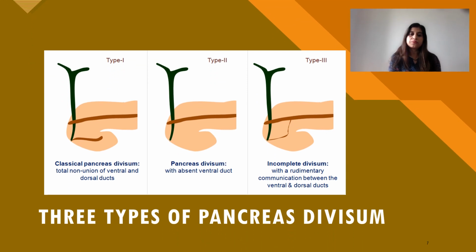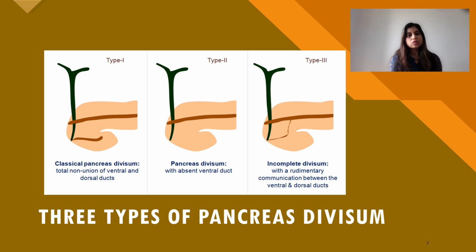It has three types. Type 1 is the classical one and the commonest one. In this, there is a total non-union of the ventral and the dorsal duct. Here we can see cranially there is a dorsal pancreatic duct which is draining via the minor papilla into the second part of the duodenum, and this is the ventral duct which is joining the CBD to open into the major papilla. In type 2, there is complete absence of the ventral duct.